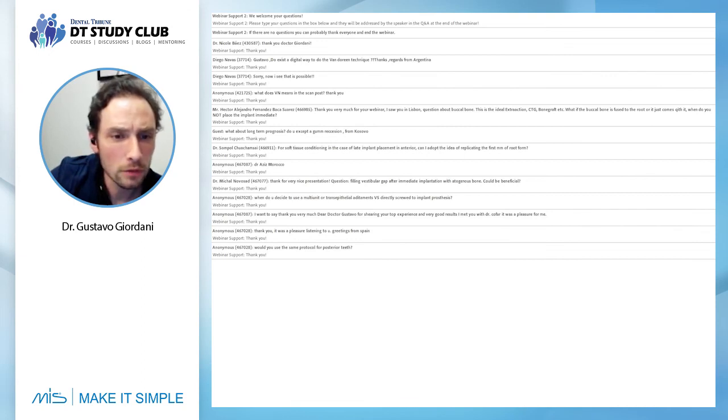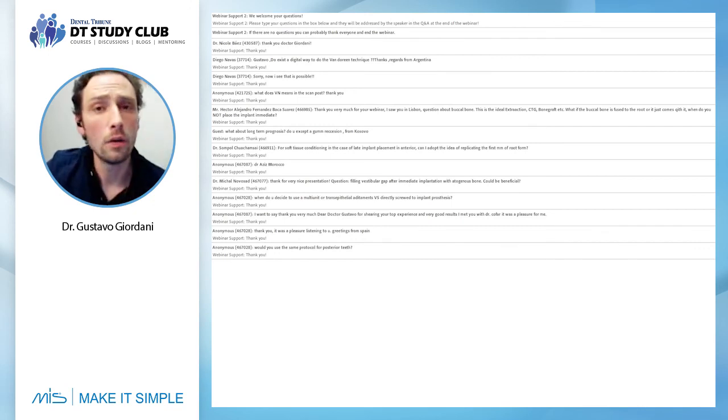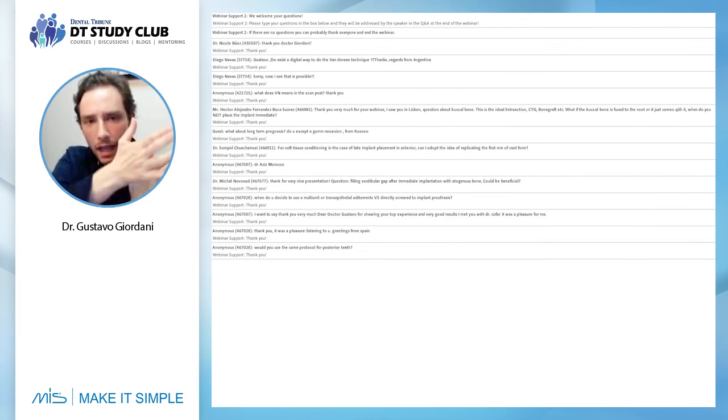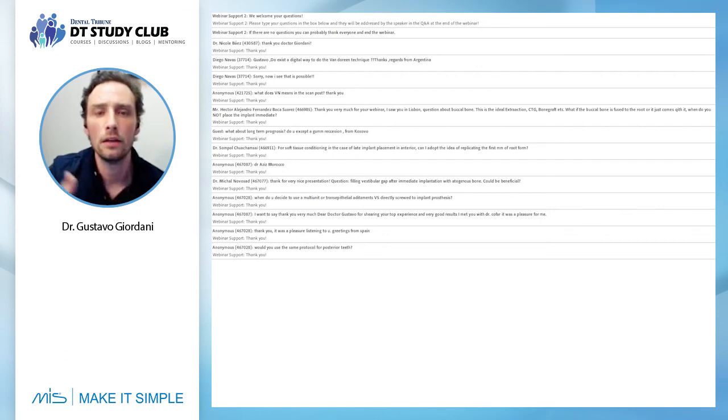What about long-term prognosis? Do you expect gum recession? No. If I do this protocol, I don't expect gum recession. If I don't use the biomaterial and if I don't use the connective tissue graft with a very good emergence profile from your restoration, you can expect some recession. But when you don't have this kind of graft, maybe you can have problems in the long term.